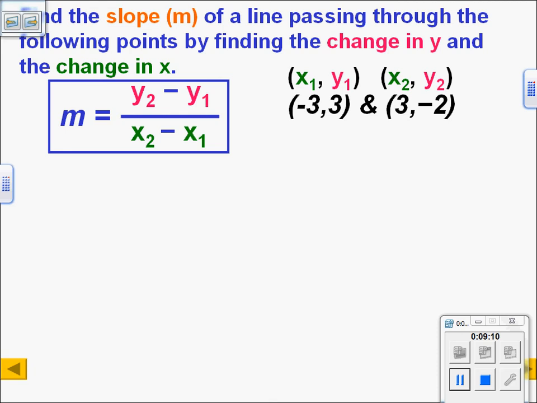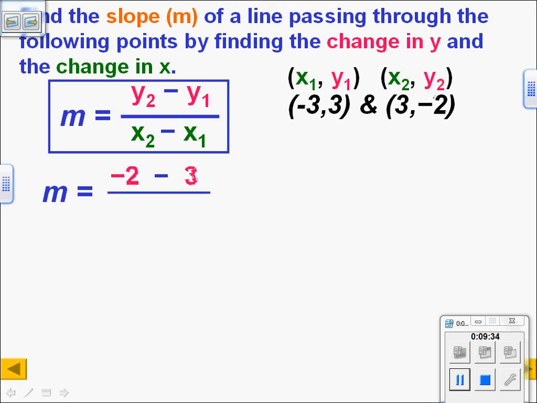So out of these 2 points, we want to identify the one that's furthest to the left. You find that out by looking at the x value. This x value is -3, whereas this one is +3. So the -3 is clearly further to the left on the xy graph. So that's going to be x1, y1. So plug them in. You have y2 minus y1.